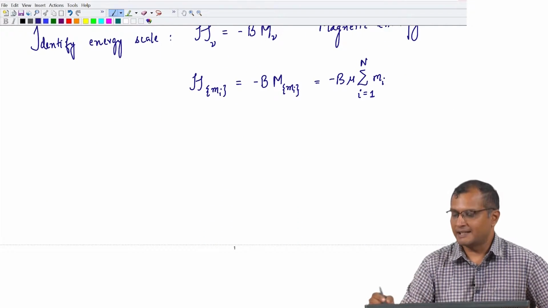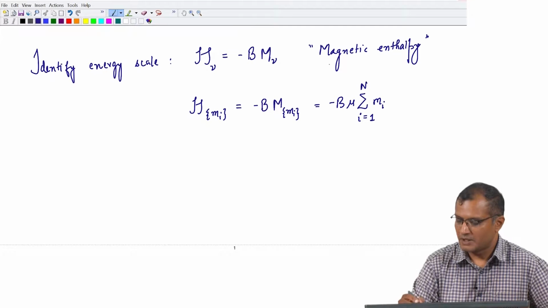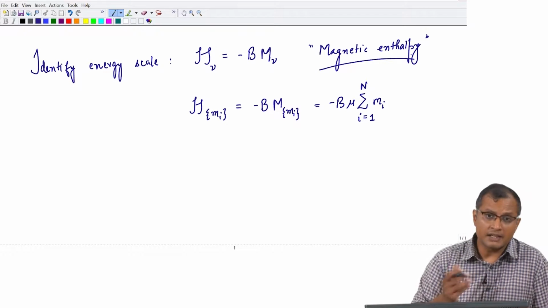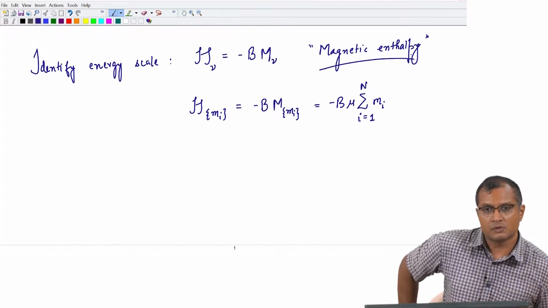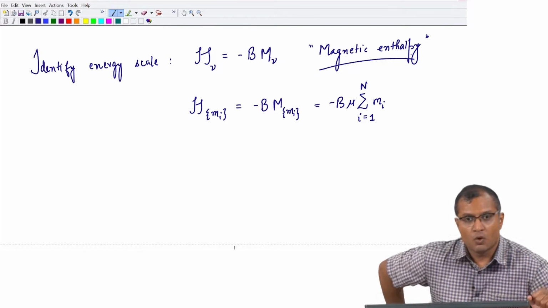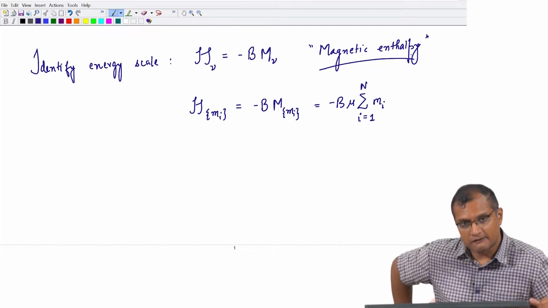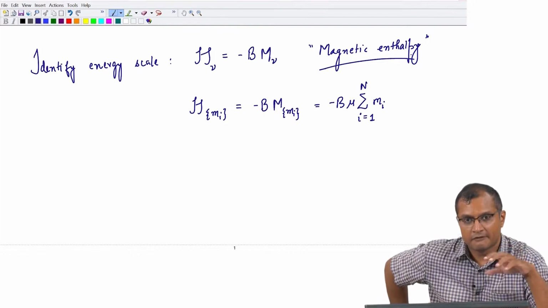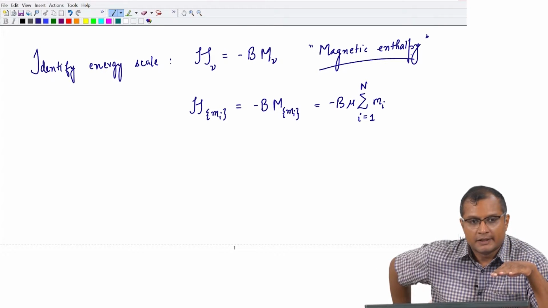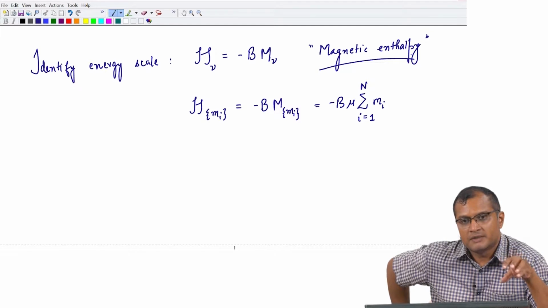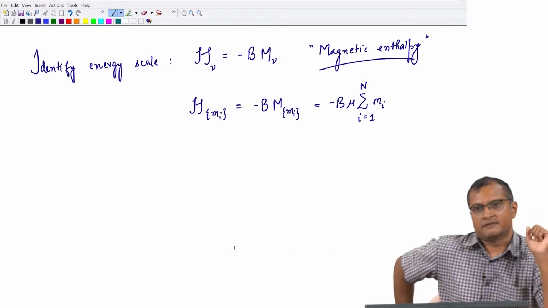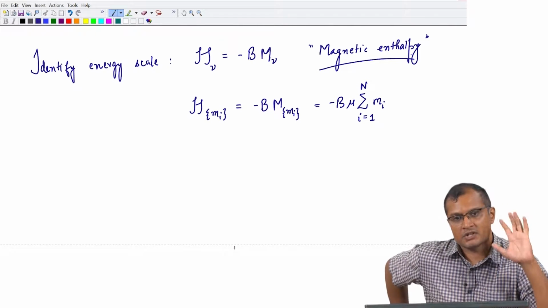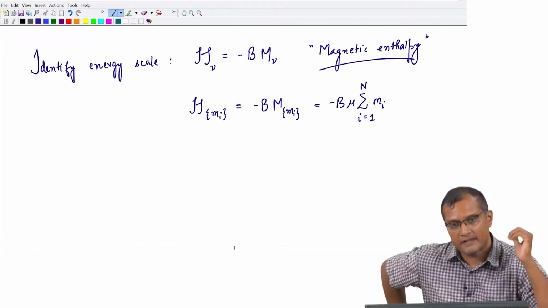Once the energy scale has been specified, in this case it is the magnetic enthalpy, I can ask meaningful questions. I can ask what would be the partition function of the system. The first important object that you construct on any physical system in statistical mechanics is the partition function, because once you have the partition function in your hand, you can do a lot of things.